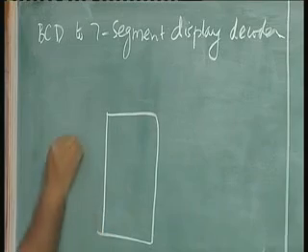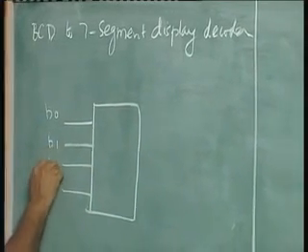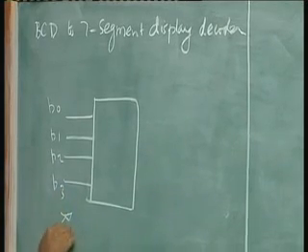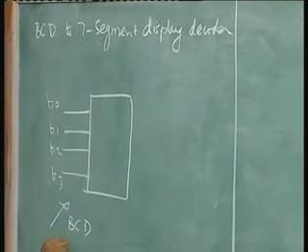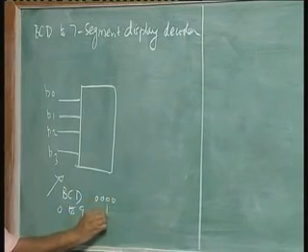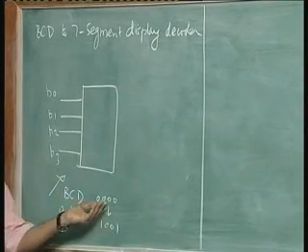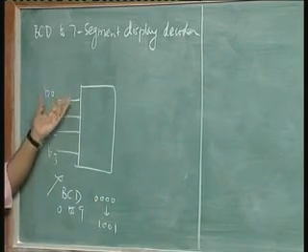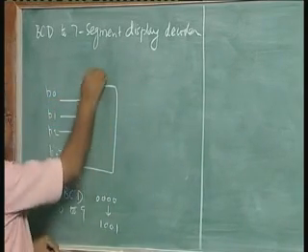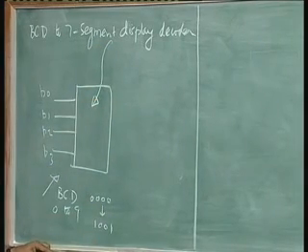So I have a BCD number, B0, B1, B2, B3. This is a binary coded decimal number, 0 to 9. That means it will range from 0000 to 1001. Ten combinations will occur here, and each of these combinations should produce a display. This is the display decoder we are trying to design.